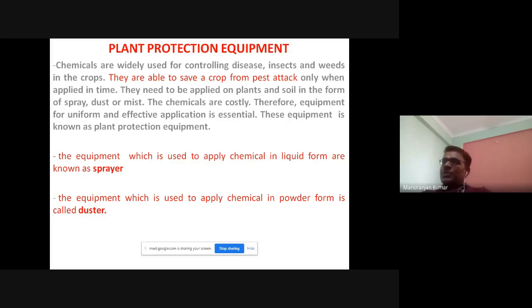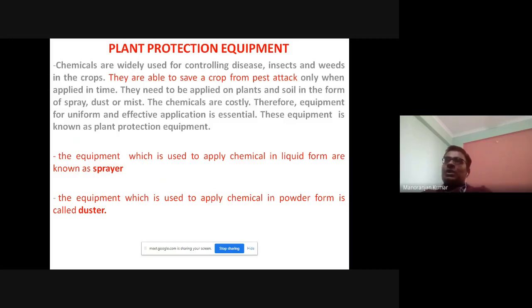Now, the plant protection equipment. Chemicals are widely used for controlling disease, insects, and weeds in crops. They are able to save a crop from pest attack only when applied in time. They need to be applied on plants and soil in the form of spray, dust, or mist. But these chemicals are very costly. Therefore, equipment for uniform and effective application is essential. This equipment is known as plant protection equipment.